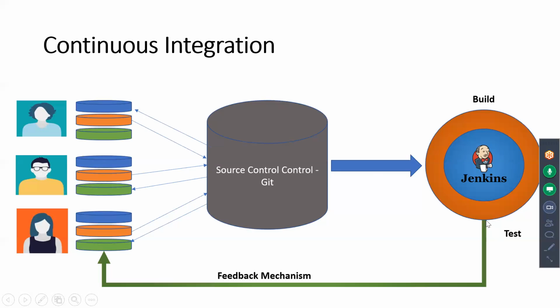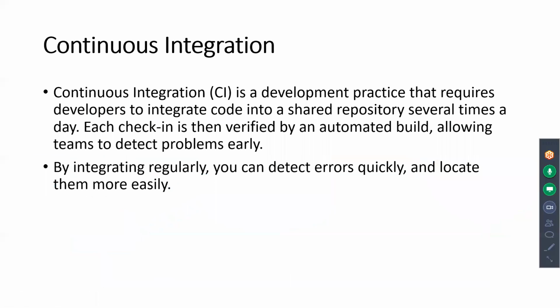And after that, what is the feedback? Feedback means whether all the results are fine, whether it is built successfully, tested successfully, or there are some bugs. The feedback goes back to the developers. This process is called continuous integration. So continuous integration is a development practice that requires developers to integrate code into shared repositories several times a day. Each check-in is then verified by an automated build, allowing teams to detect problems early. By integrating regularly, you can detect errors quickly and locate them more easily.